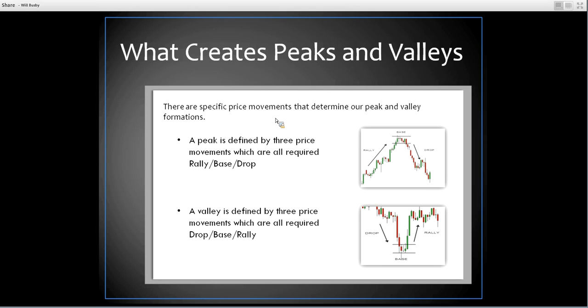The valley is exactly the opposing. Okay, it's going to be a drop in price, a base, and then a rally out of that particular level. In our class, we actually teach you, 80% of the time, peaks and valleys are nothing more than retests of original levels of supply or demand.